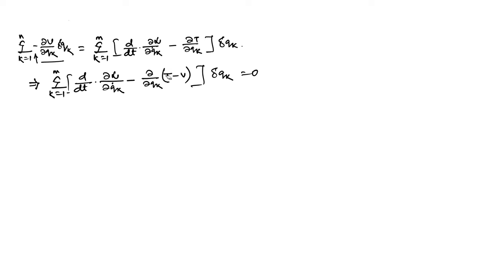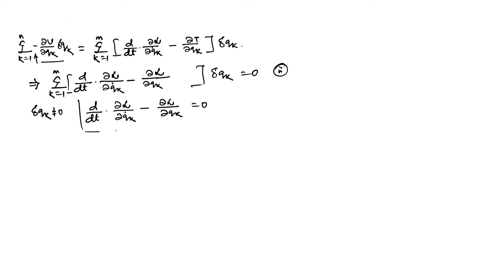And then again, what we can modify is that in place of t minus v, we can write L, right? Now, obviously, what we have is this equation. So, let me say this equation is second. Delta qk is not equal to 0, simply because this is the virtual displacement in the generalized coordinate. And then, obviously, that implies that d/dt of ∂L/∂qk dot minus ∂L/∂qk must be equal to 0. And this is again the equation that we have already derived, and this is the Lagrange equation.